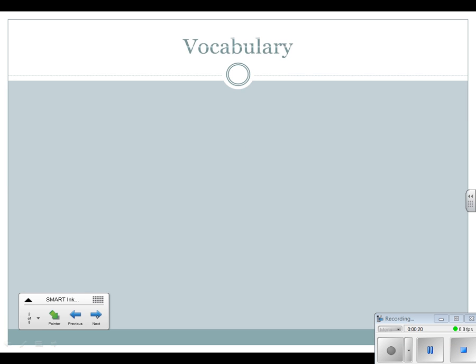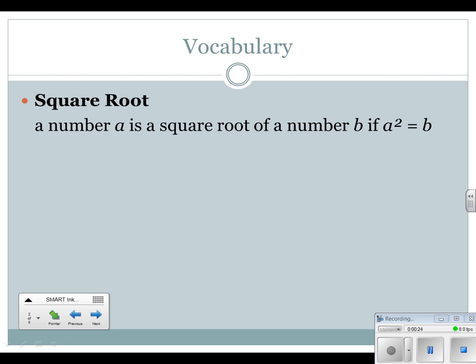So in the vocabulary, what is a square root? A number a is a square root of a number b if a squared is the same as b. So basically what this is telling us here is if I was looking for the square root of b, I really want to know what squared gives us b. What squared would give you the b? And we'll look more here in a minute at some square roots.